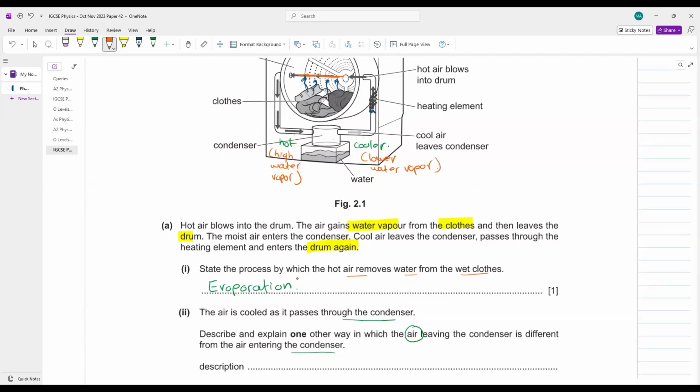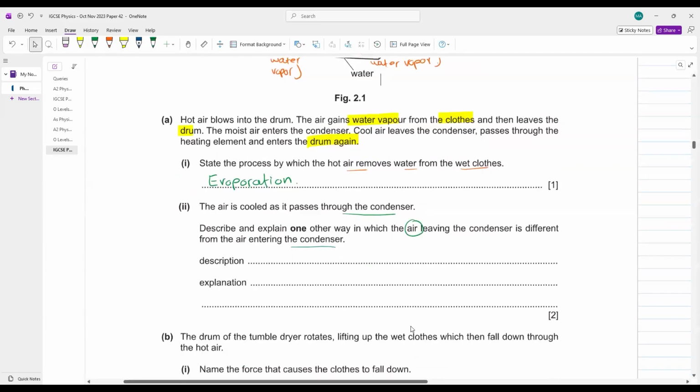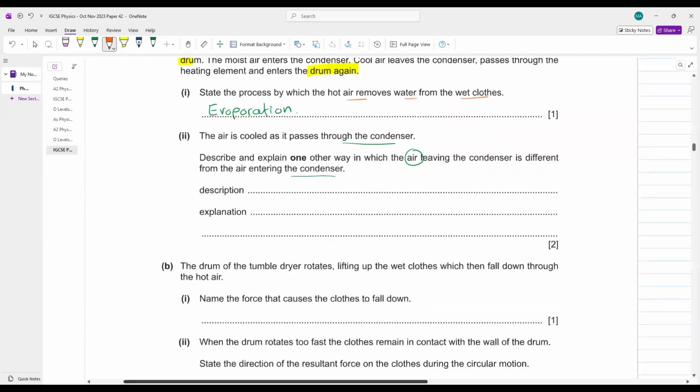So the cooler air has a lower water vapor content. So you can write it like this. The air coming out of the condenser is much drier. So you can say the air leaving the condenser is much drier. Why?